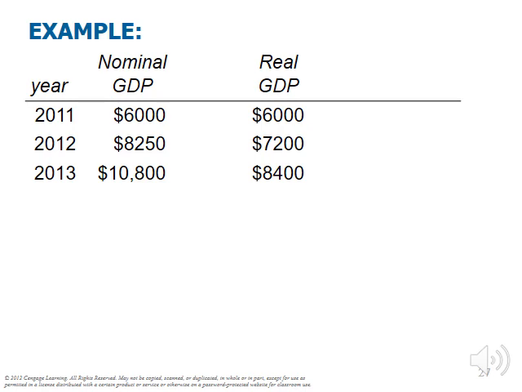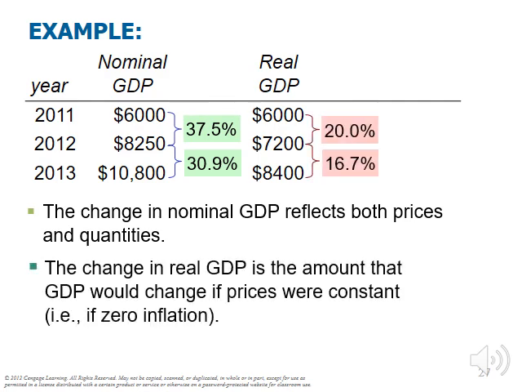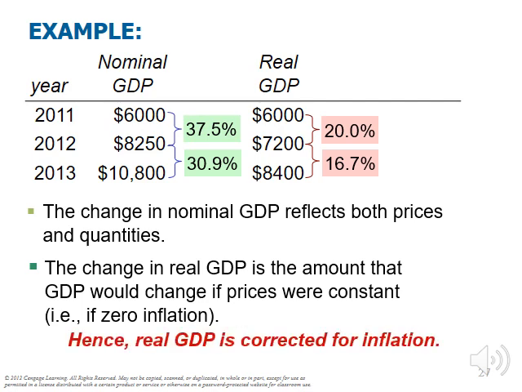Here we see our comparisons between nominal and real GDP again. Those changes in nominal GDP, 37.5% and 30%, reflect both price changes and quantity changes. For real GDP, the change was 20% and 16% over time, which reflects only changes in the amount of real production taking place, i.e., as if there was zero inflation. For this reason, real GDP has corrected for inflation.